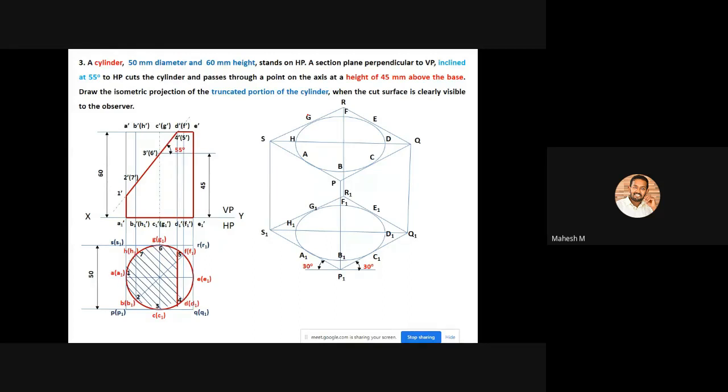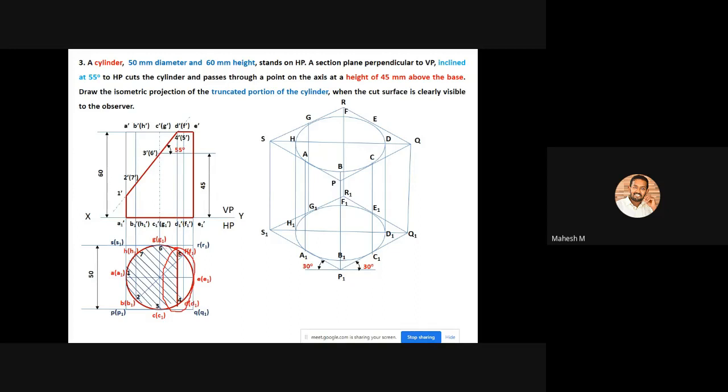Okay, after that we have to join the two opposite corners. A is connected with A1, B is connected with B1, C is connected with C1, D is connected with D1, E is connected with E1 because it is invisible, and F is connected with F1. Those are all invisible lines.